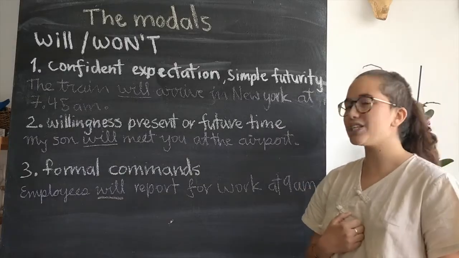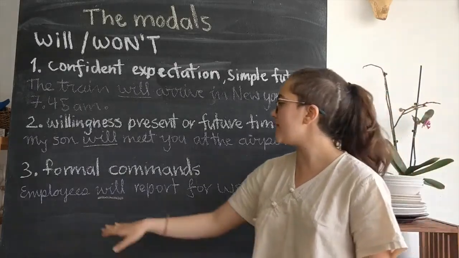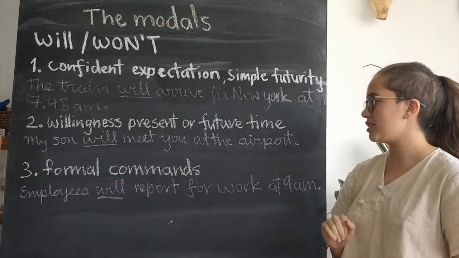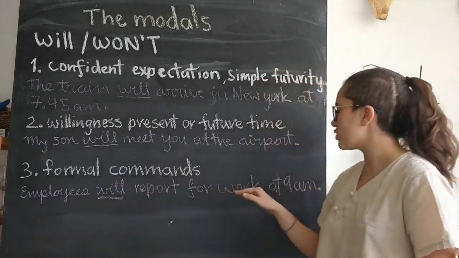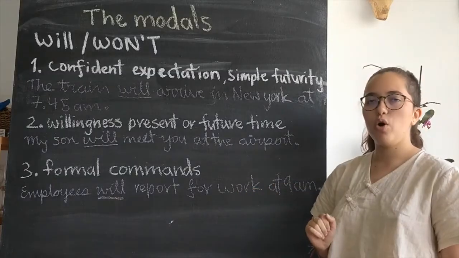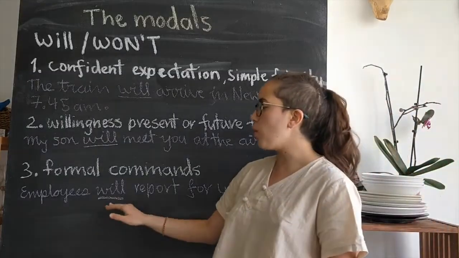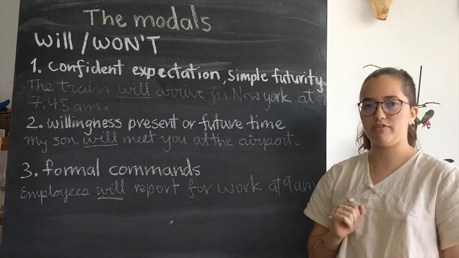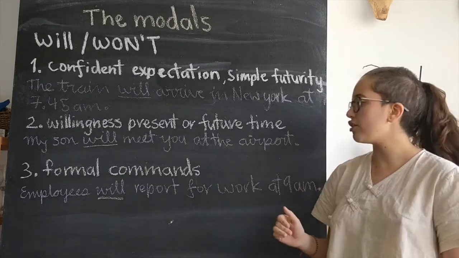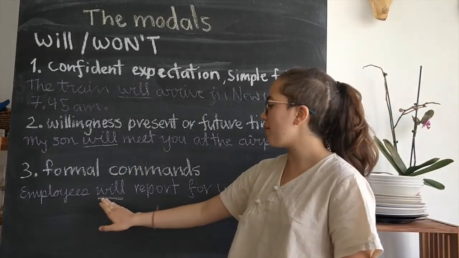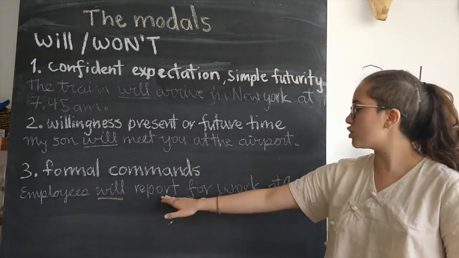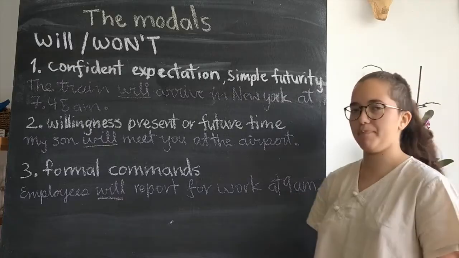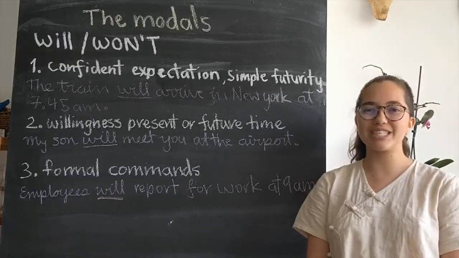Perfect. And the last way we can use will or won't is with formal commands. So we can say, employees will report for work at 9 a.m. or employees won't show up late to their shift. What we are showing here is that they have to. It is a rule for them to follow, that they must report for work at 9 a.m. Okay, let's look at the next modal auxiliary.